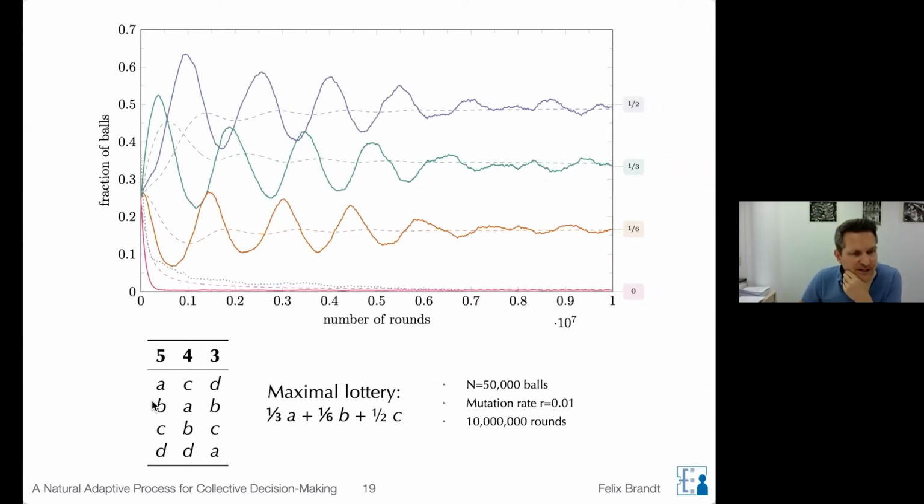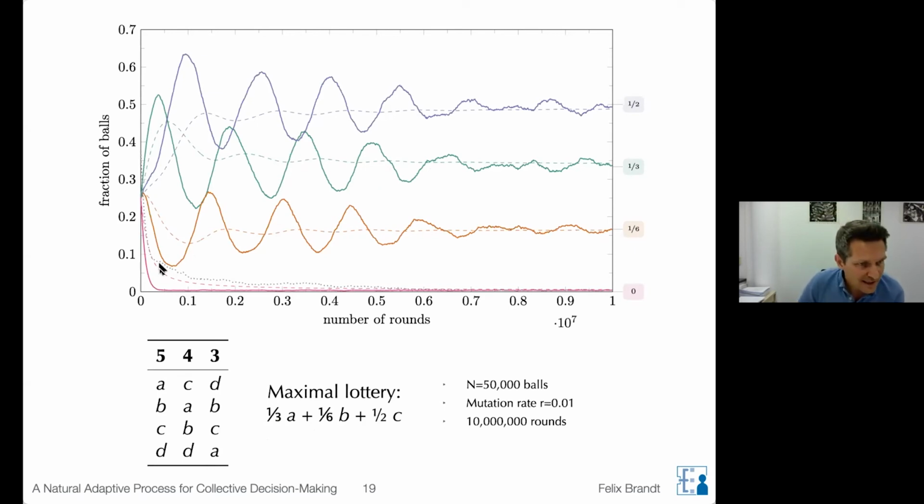Okay, so one more preference profile. Here we have 4 alternatives. So alternative D gets probability 0. And there's again a unique maximal lottery using the probabilities. I can also show it here: 1/2, 1/3, 1/6. And here these solid lines are the actual distribution in the urn. The dashed line is the time average.